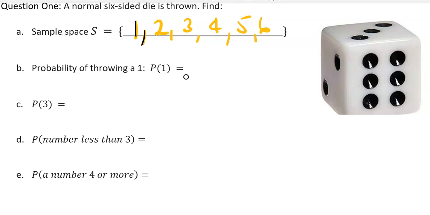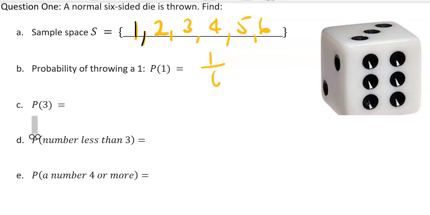What is the probability of throwing a 1? Now, this means the probability of a 1. How many times can you throw a 1? How many 1s are there on your die? Well, there's only 1. So, there's only one way that a 1 can occur. Now, out of how many numbers are there in total? Well, there's 1, 2, 3, 4, 5, 6. So we've got a 1 in 6 chance of rolling the number 1.